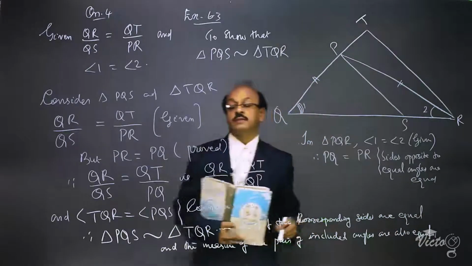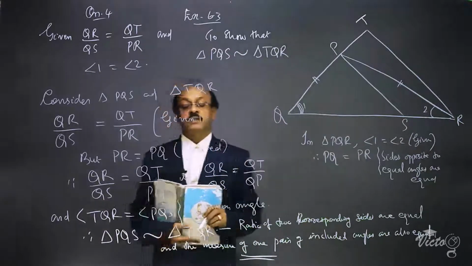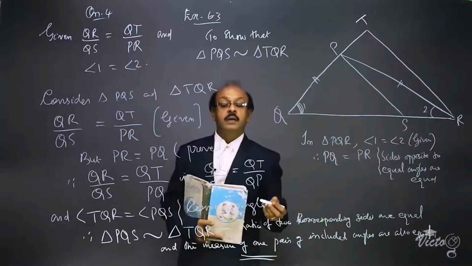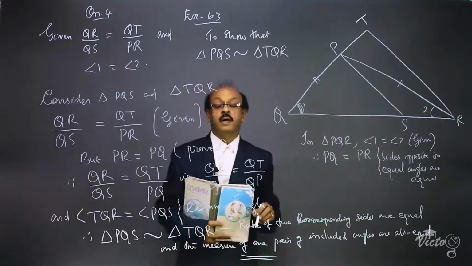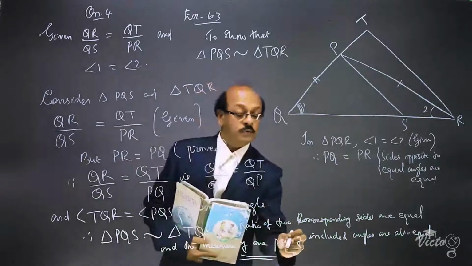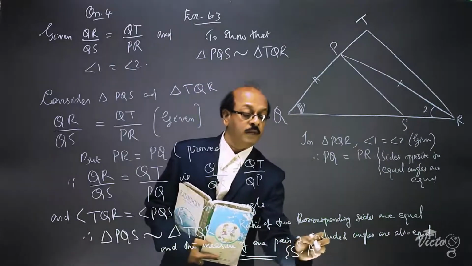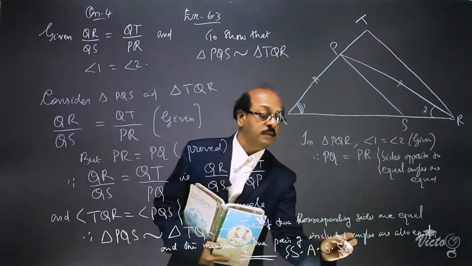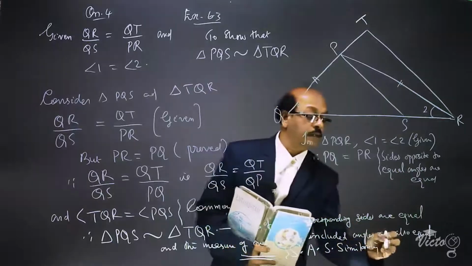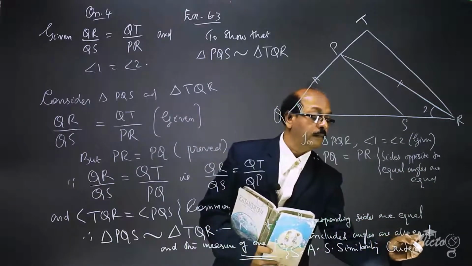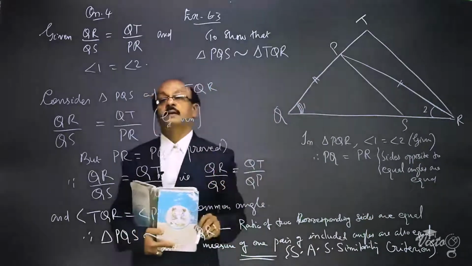Therefore, the two triangles are similar. We obtain the result of triangle PQS similar to triangle TQR by SAS similarity criterion, so we have to write that also. We are obtaining the result with the help of SAS similarity criterion.